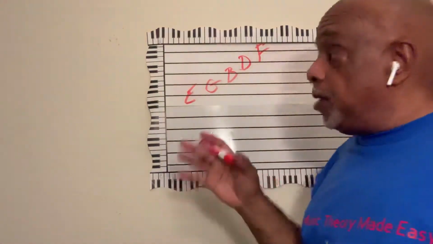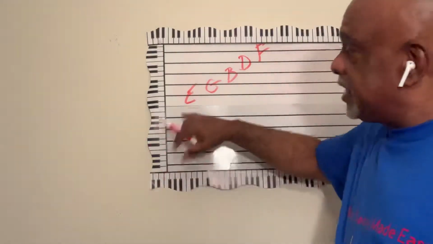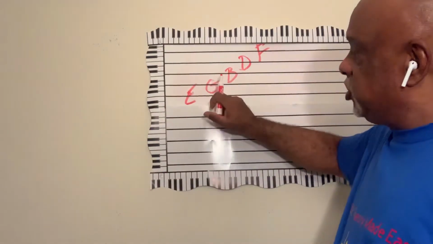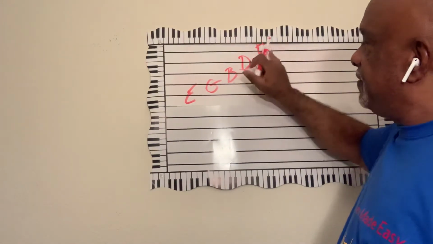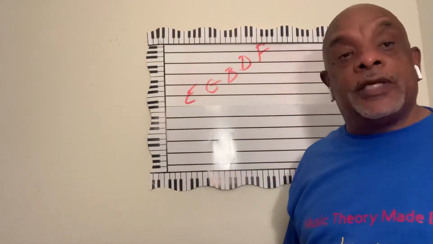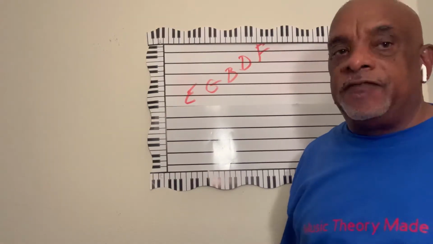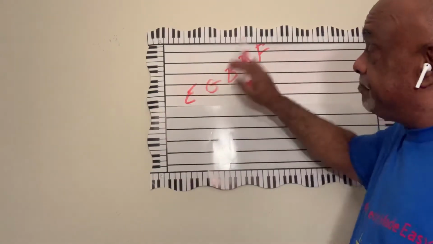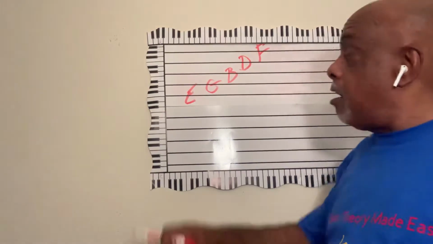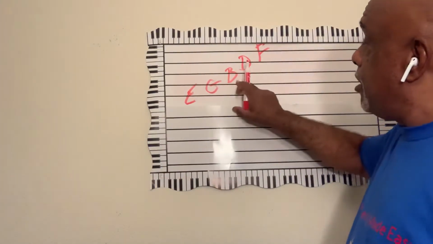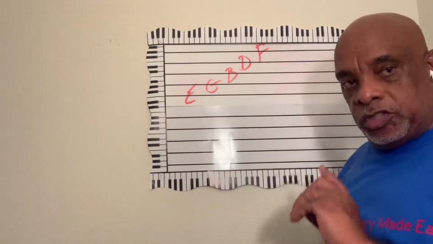Remember, we're doing the lines and spaces of the treble clef. So the first line is E, second line G, third line B, fourth line D, and the fifth line is F. Some of us may know it as every good boy does fine. And if you notice, I'm still going from bottom to top. So there's E, G, B, D, F, or every good boy does fine. That's the line names for the treble or G clef.